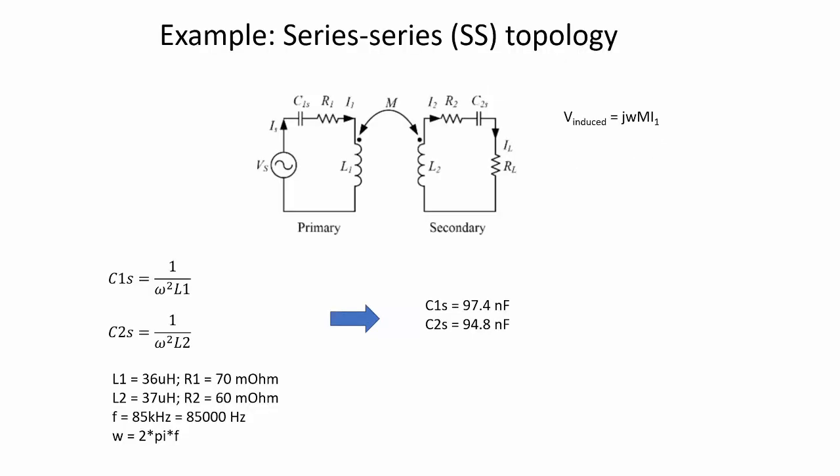And for the series topology here, the capacitors C1S and C2S can be calculated by this formula: C equals 1 over W squared L, where W is the angular frequency of the excitation current, and L is the coil inductance. Here are the parameters for L1 and L2. And F here I select at 85 kHz, and from here we can calculate its angular frequency.